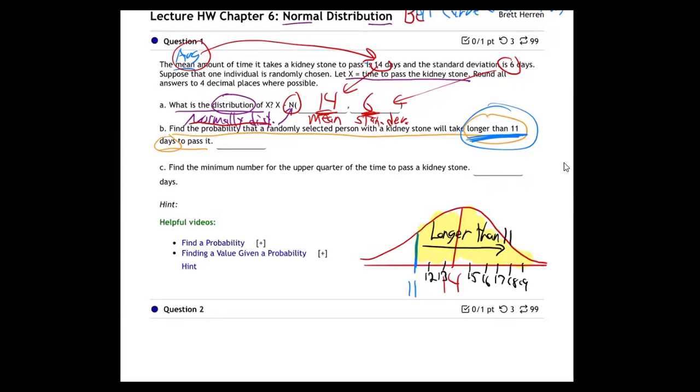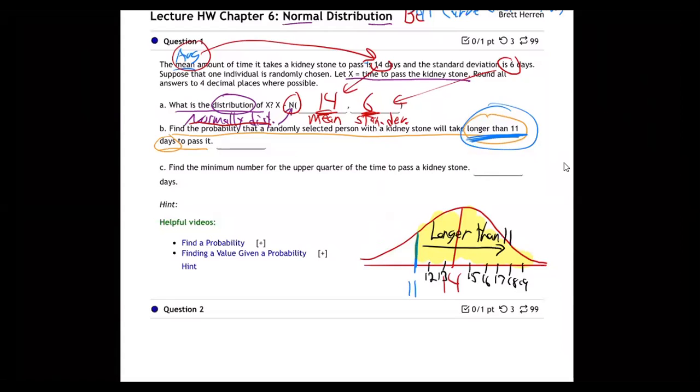If they had said shorter than 11, I would have shaded the other way. I would have shaded this way. That would have been shorter than 11. Do you see that difference? So if they say longer, you go to the right. They say shorter, you go to the left. Are we good there? All right. So now we've got the picture.